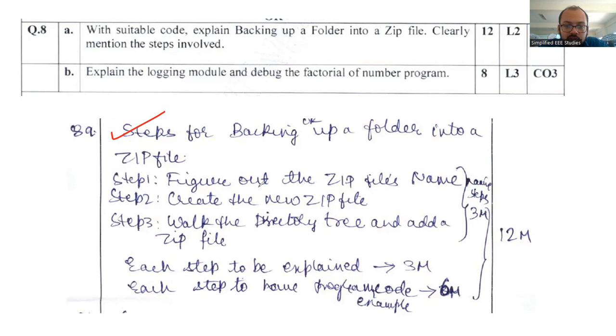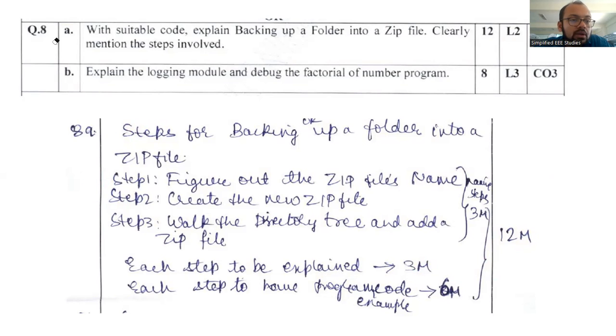The 12 marks have been divided in this fashion. Step number 1, figure out the zip file name. That is the first step. Step number 2, create the new zip file. Step number 3, walk the directory tree and add to the zip file. Each step is to be explained with the help of some basic code that you are expected to write out. You will get 12 marks very easily. So these are the important procedures you are supposed to add in your answer book. I think it's clear to everybody.